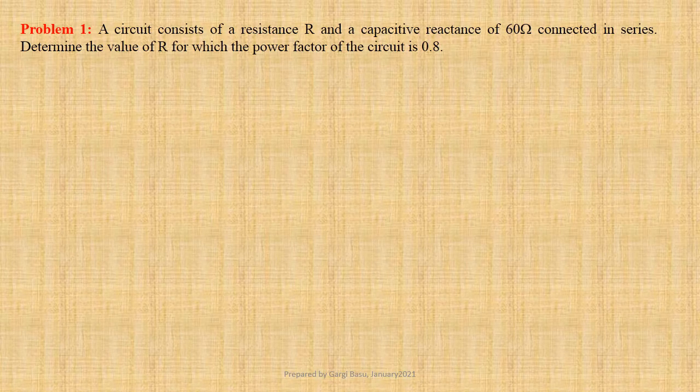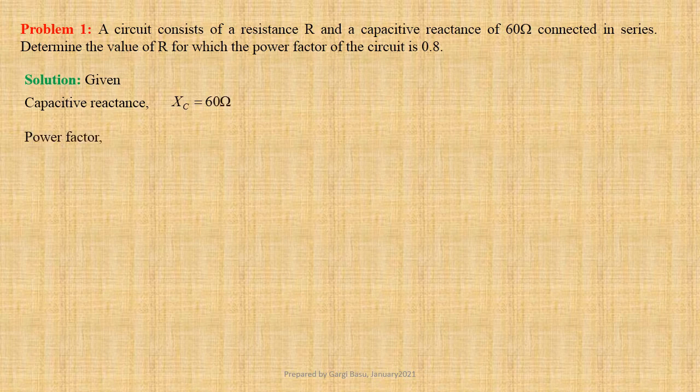Problem number 1. A circuit comprises of a resistance R and a capacitive reactance of 60 ohm connected in series. We have to determine the value of R, for which the power factor of the circuit will be 0.8. Let us list the data provided. Capacitive reactance Xc equals 60 ohm. Power factor of the circuit cos phi equals 0.8 leading.